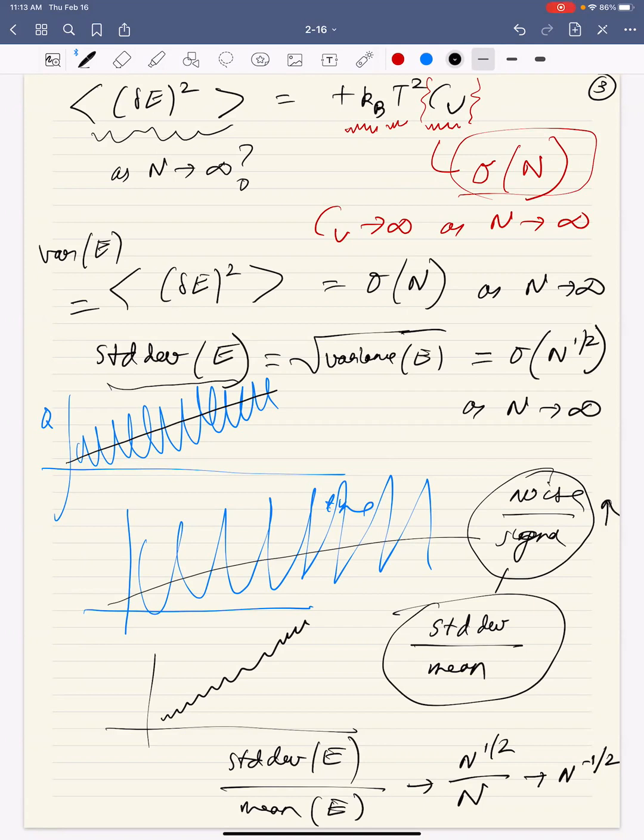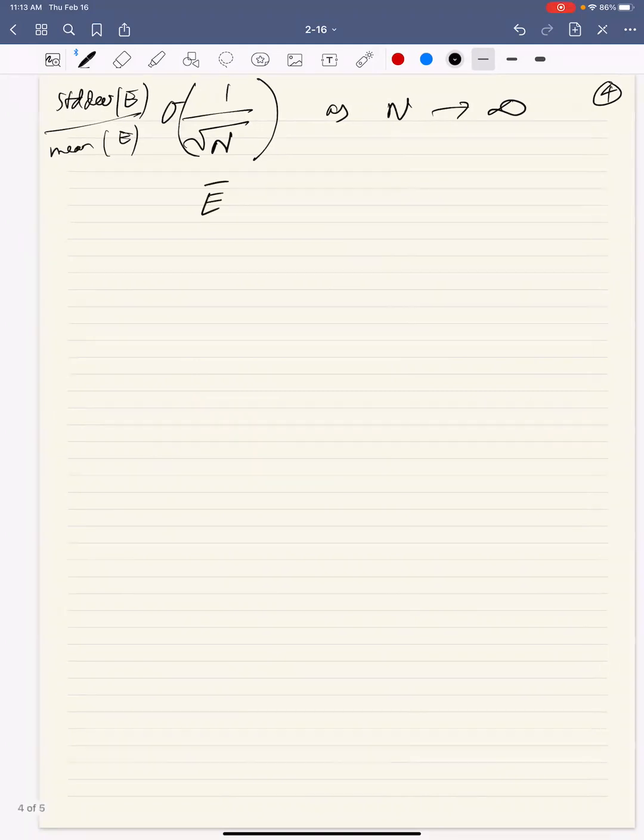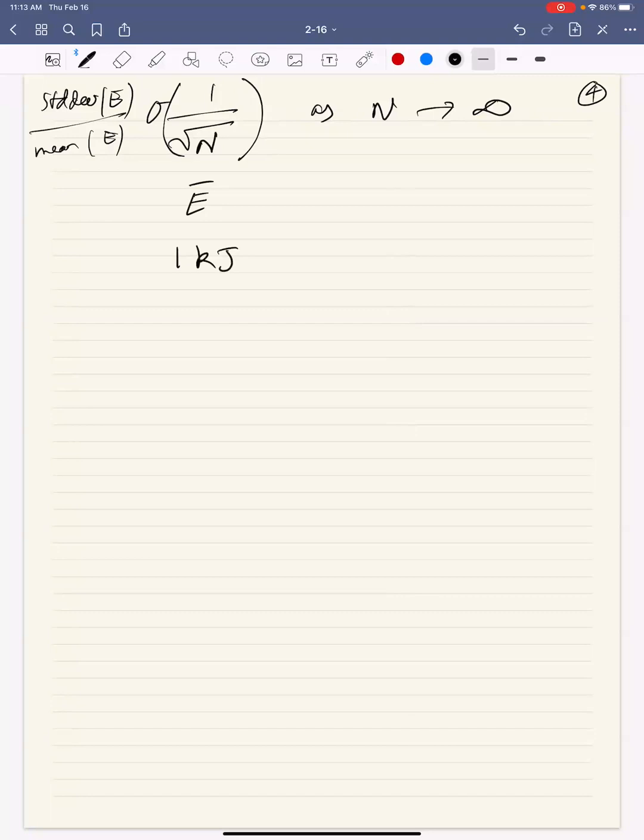I'm dividing, that's where it came from. I want to look at noise by signal. Signal is the mean. I want to look at standard deviation by mean. The point being, it's really simple. Think about it. So I'm telling you that my system has an average energy of 1 kilojoule, okay? And I am telling you the standard deviation of this energy is 0.2 kilojoule, just some number, okay?